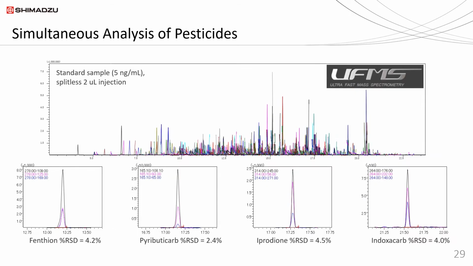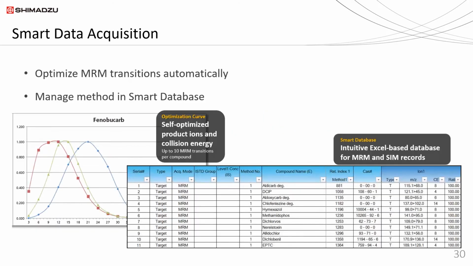Smart Database provides you with all the methods and chemical information required to perform simultaneous analysis of more than 400 pesticides, as seen in the chromatogram here. You may observe that the chromatogram is rather crowded in the middle portion. Thanks to Shimadzu UFMS technology, it can handle more than 600 MRM transitions per second. We can thus achieve very good sensitivity and selectivity for analysis, even though there are a lot of compounds required to be analyzed.